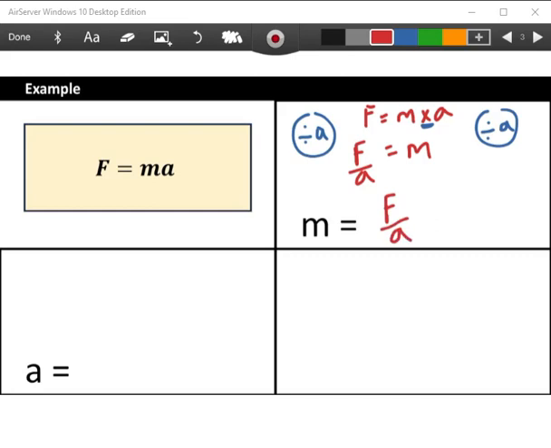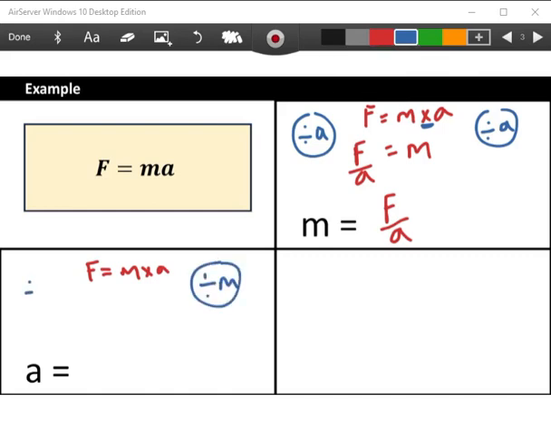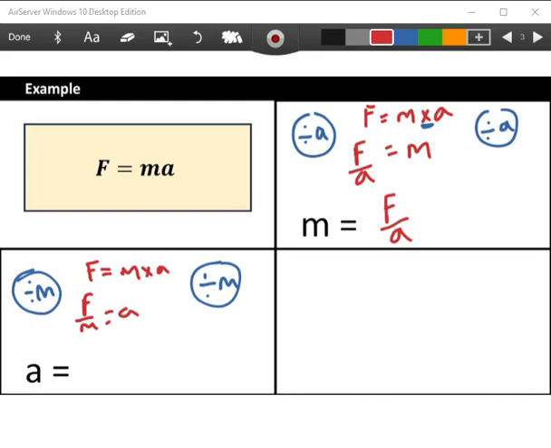We might be asked to find a. Now in this case, because it's very similar to this one, we'll start off in the same way. F equals m times a. Only this time we're not going to get rid of the a, we're going to get rid of the m. So again, we're using the opposite: divide by m. Do the same to both sides, balanced, and we'll end up with F over m equals a. In other words, a equals force divided by mass.